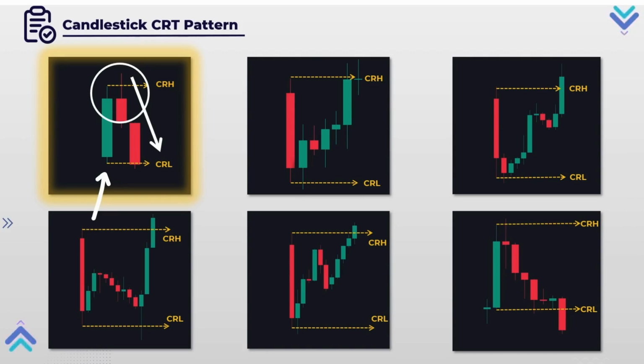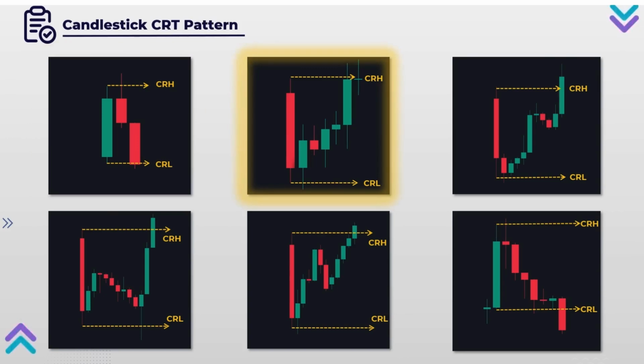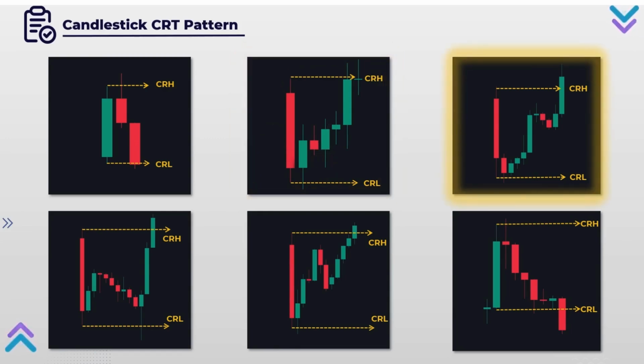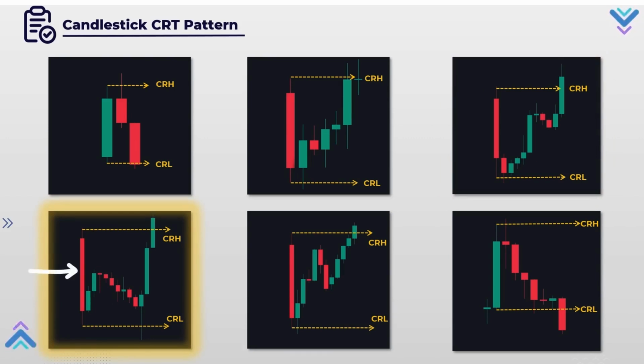Here, we've already seen the accumulation, manipulation, and distribution, the complete power of 3. Next, we see a range candle followed by a bullish green candle that sweeps below the range. Then, the price forms multiple candles until it closes above the range. Once again, a range is formed. Liquidity gets taken out, and then the price pushes higher, eventually reaching the range's high.